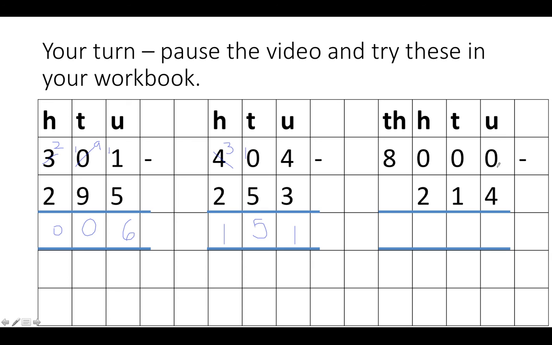And the last one, nothing take away 4, I can't do that. Nothing to borrow from, nothing to borrow from. Borrow from here, put it in here. Borrow from here, put it in here. Borrow from here, and finally it's helped me there. 10 take away 4 is 6. 9 take away 1 is 8. 9 take away 2 is 7. 7 take away nothing is 7.